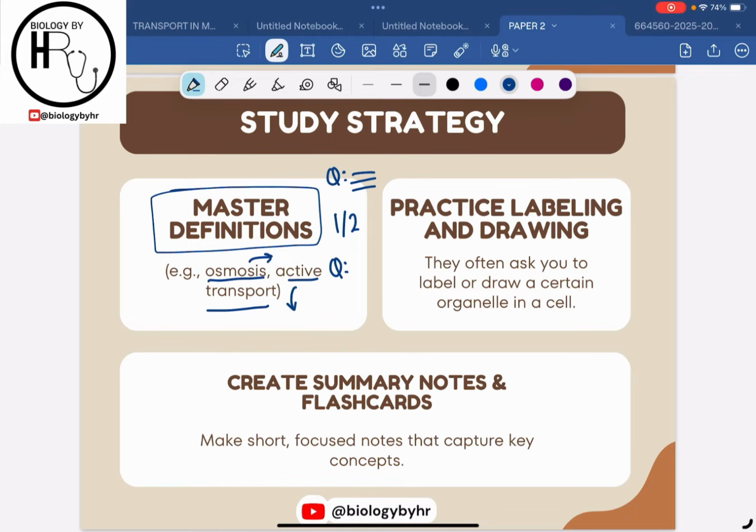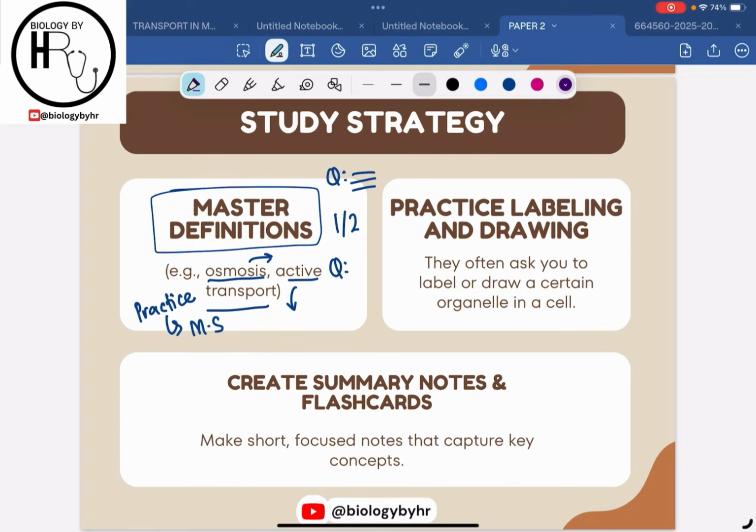So what I would suggest to you guys is that you should practice writing those definitions in your own words. First write those definitions in your own words, and then refine them using the marking scheme, right? So this is tip number 1 from my side.